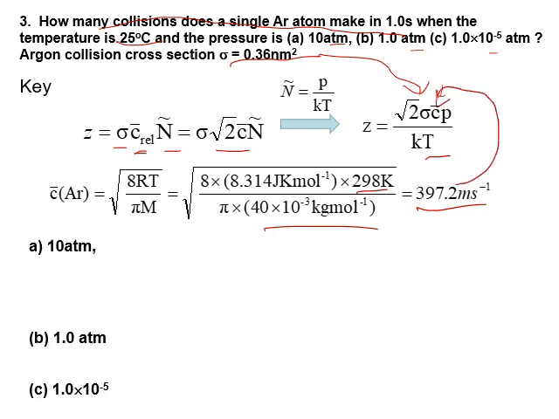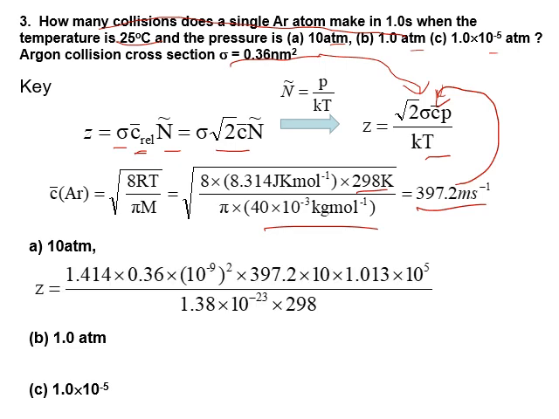For a pressure of 10 atmospheres, here is 10, and you multiply by 1.013 times 10 to the 5th power to change to Pascal. So change 10 atmospheres to Pascal, and change everything to SI units. For example, for nanometer squared, you need to multiply by 10 to the minus 9 squared, so that's 10 to the minus 18. The answer will be 5 times 10 to the 10th power per second. Every second, argon will make about 10 to the 10th power collisions.